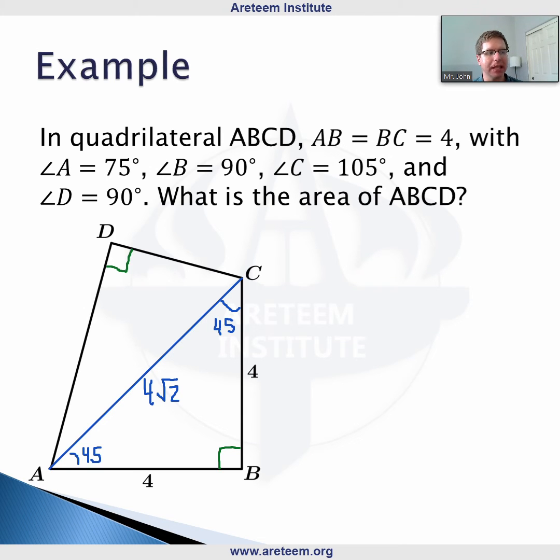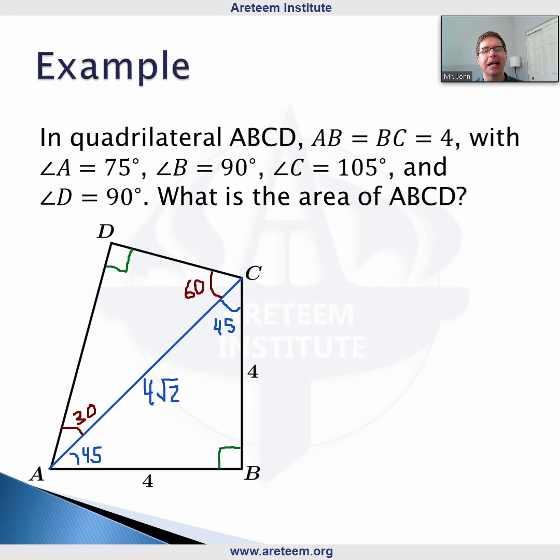Now, let's start thinking about the angles that we have left from here. So angle A is 75 degrees. Well, part of that angle is 45, so the other portion has to be 30. Hey, that's looking good. 45 plus 60 is 105, so the other portion of angle C, when we break it up, is 60. So now ABC was our 45, 45, 90 special triangle, and now ACD is a 30, 60, 90 special triangle.